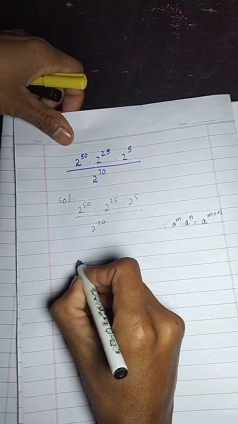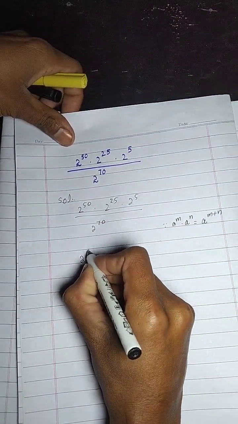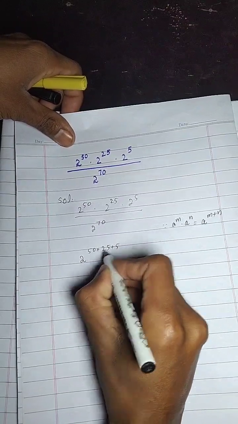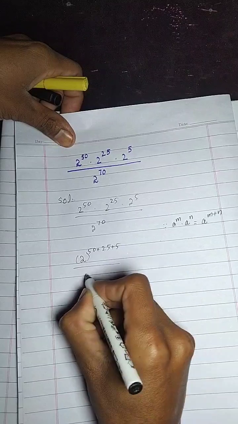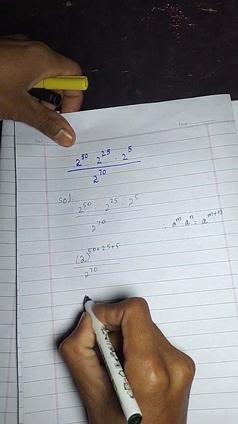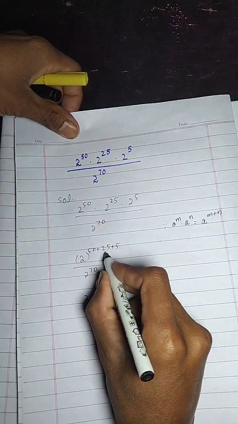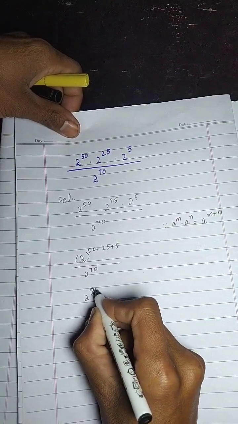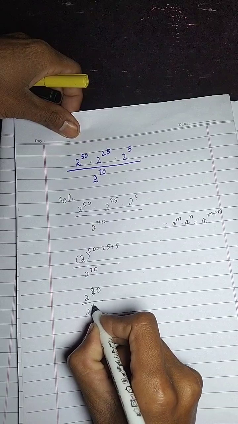So the numerator will become 2 power 50 plus 25 plus 5, divided by 2 power 70. 2 power 50 plus 25 is 75, 75 plus 5 is 80, so 2 power 80 divided by 2 power 70.